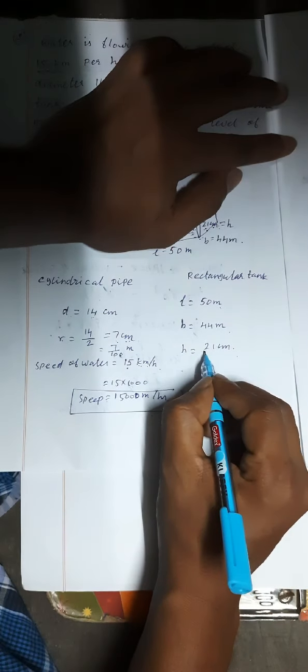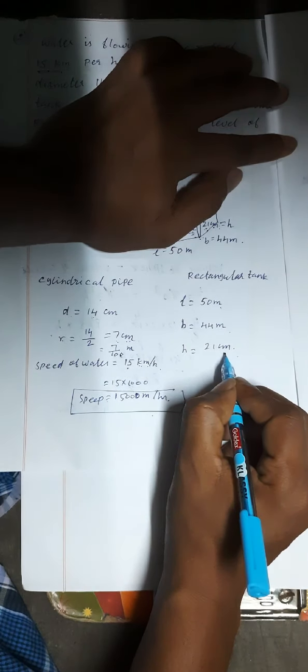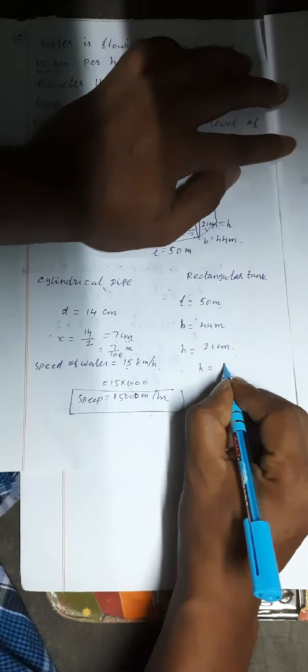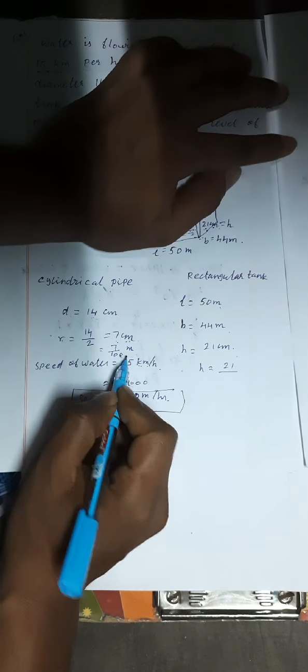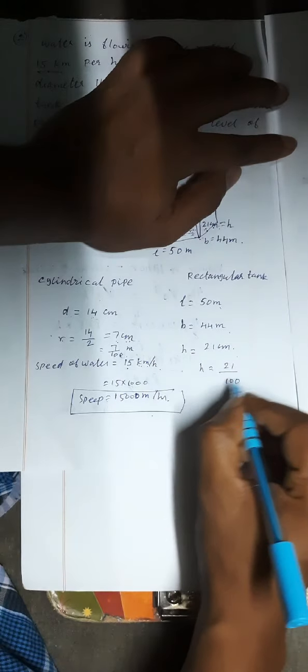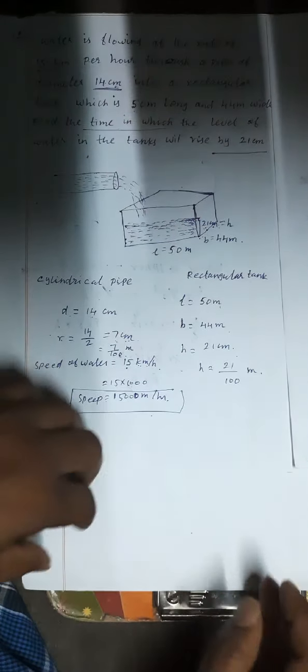And then the height is also 21 centimeter. That one also you want to change into meter. Already we know centimeter changes to meter by dividing by 100, so H is equal to 21 by 100 meter. So everything we have changed.